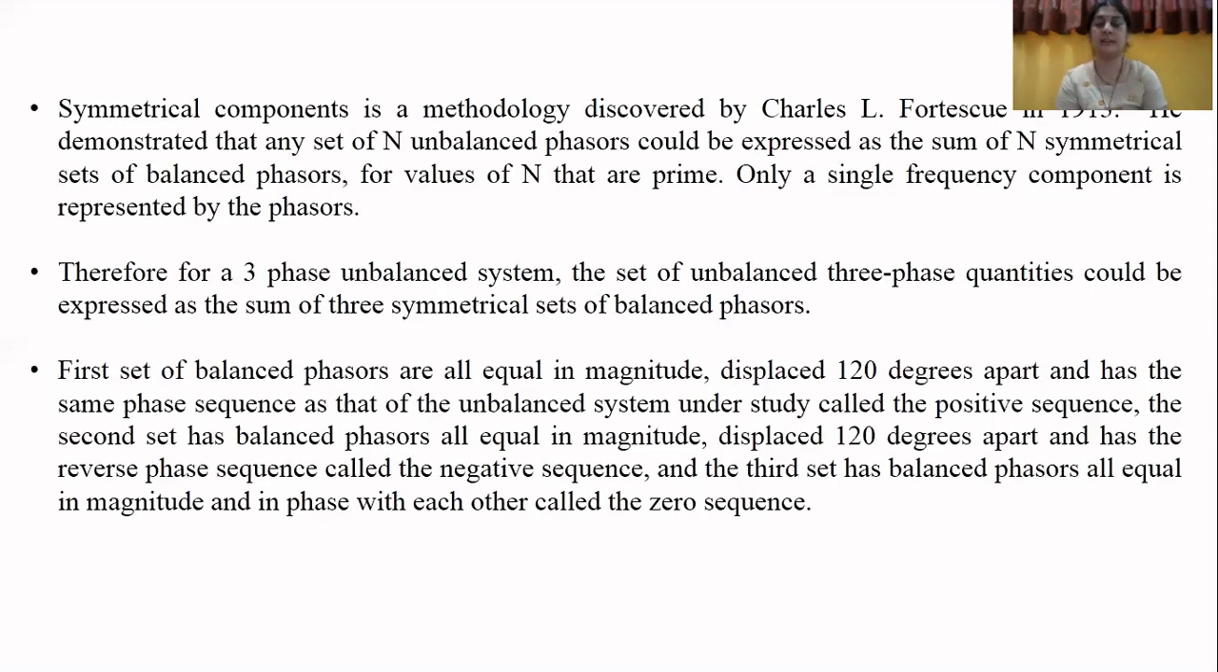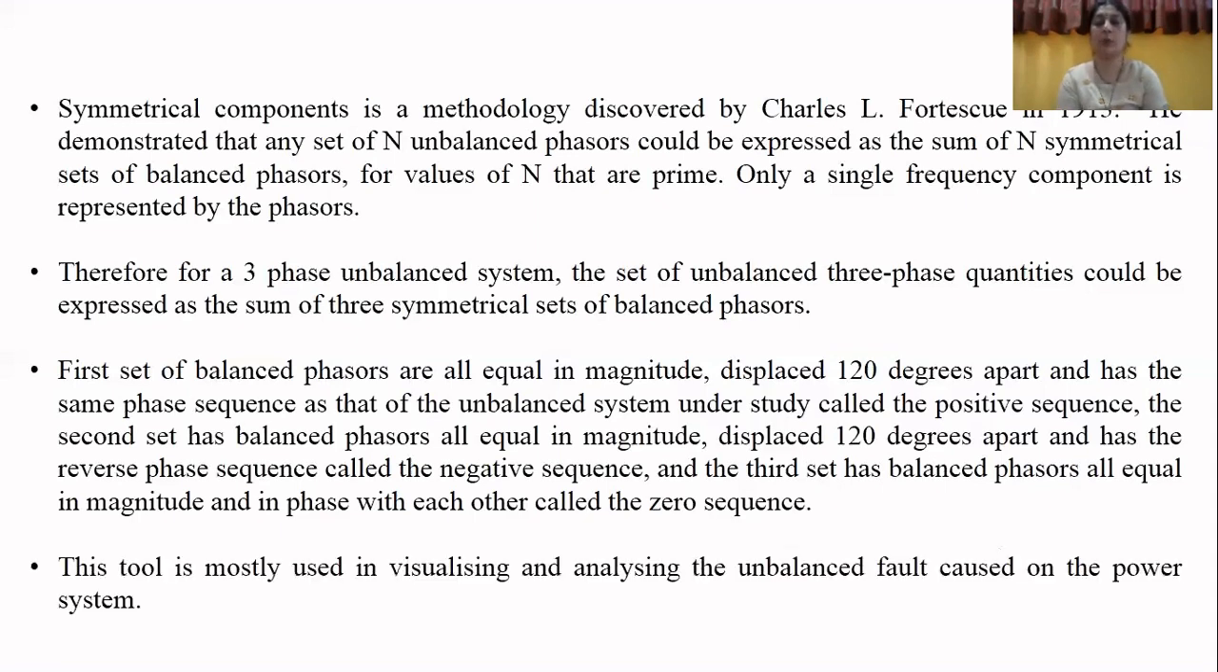The second set of balanced phasors are all again equal in magnitude. They're also displaced by 120 degrees, but they have a phase sequence reverse to that of the original set of phasors. And the third set of phasors are again balanced in nature, but they do not have any phase difference in them. And this tool is mostly and more popularly used for visualizing and analyzing the unbalanced faults that occur on the power system.